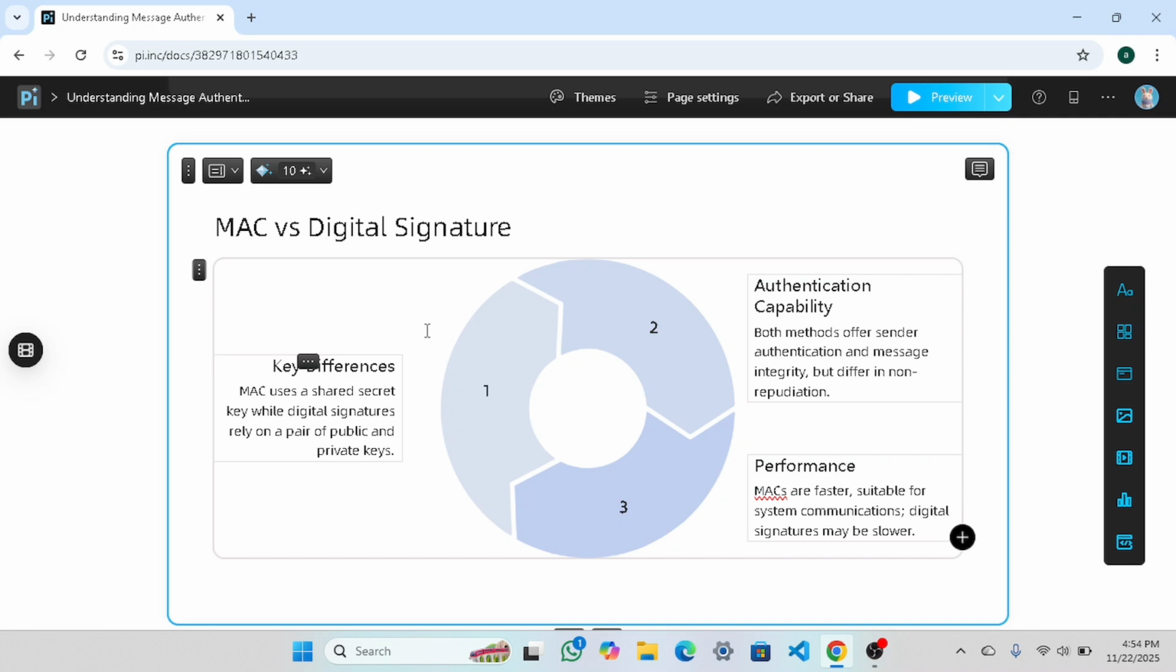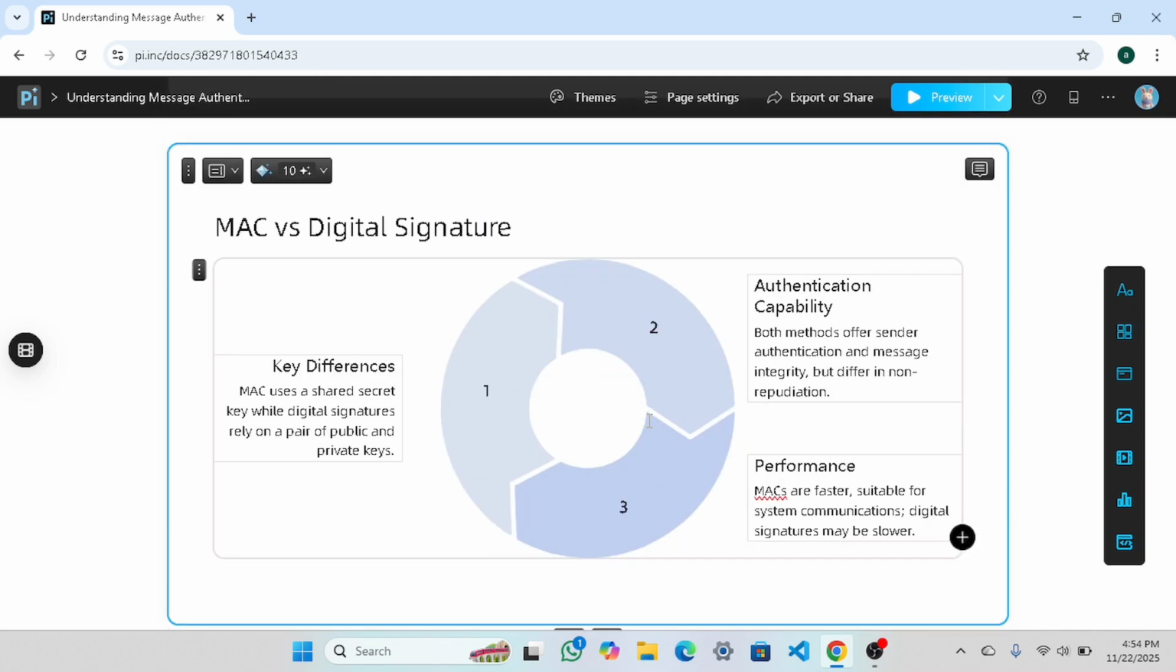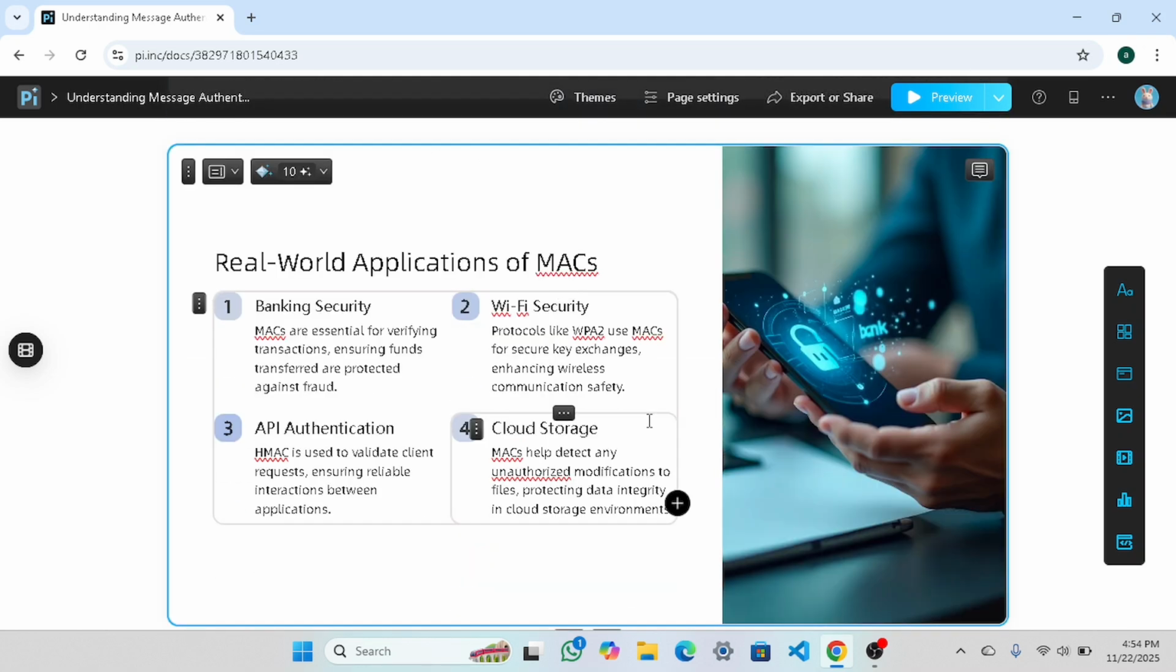Security model. What kind of security model? MAC is symmetric and digital signatures are asymmetric. That is written here. MAC uses a shared secret key while digital signatures use a public and private key pair. It's written here. You can take a screenshot if you want. Moving towards real-world applications of the MAC. First one is banking security, Wi-Fi security, API authentication, cloud storage. These are the main applications of MACs.